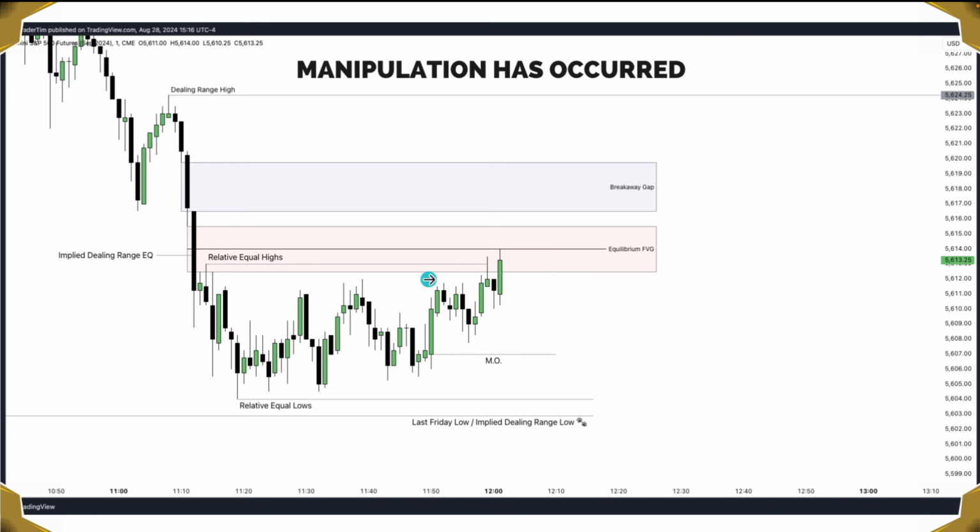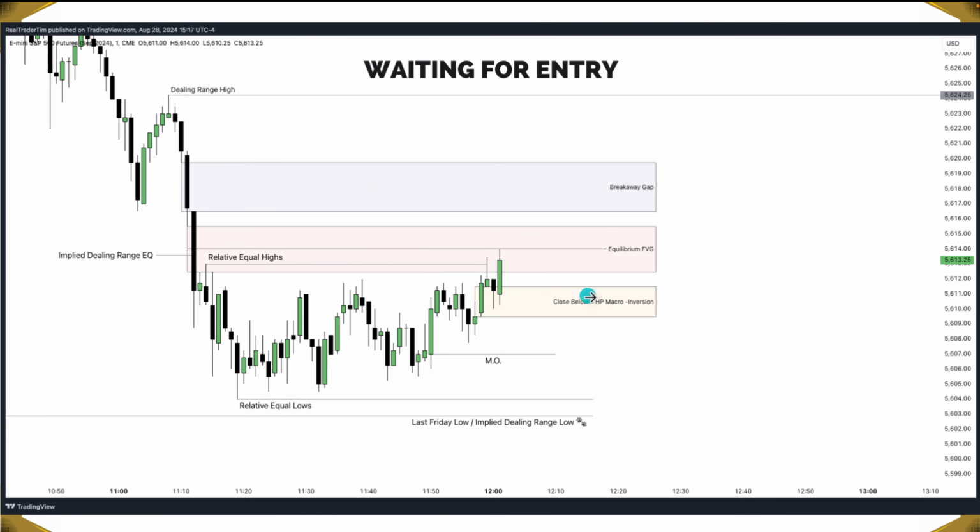Okay. So now we're saying manipulation has occurred, right? What is next? We are waiting for entry. So we want to see, as we've already discussed, this fair value gap remain as a breakaway gap. We don't want to see the market go up there. So we see this BISI, this bullish fair value gap right here. And note how I'm using the volume imbalance for my anchoring, okay? We see this BISI get delivered to.